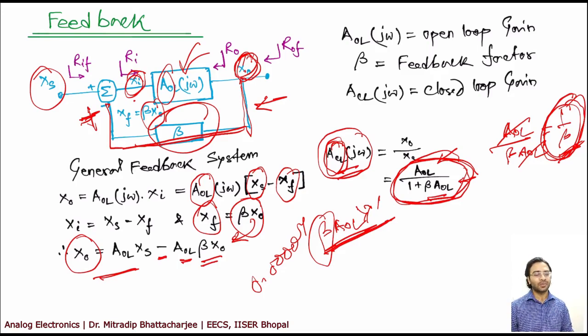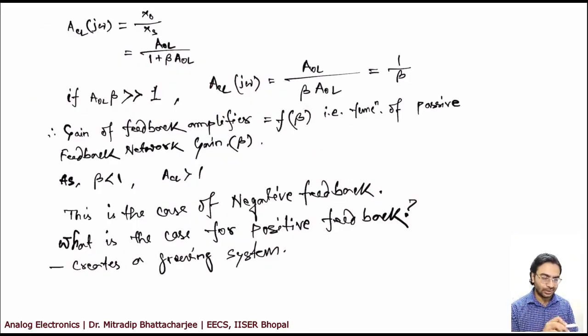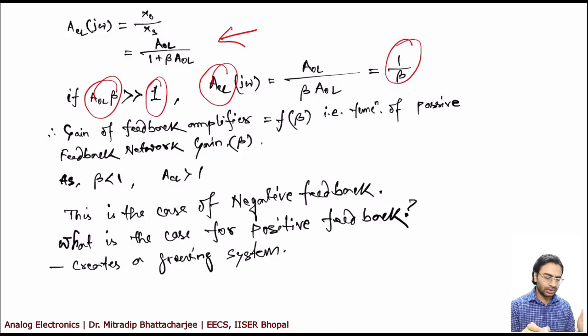From this discussion what we understood is that negative feedback can be used to make the gain more or less constant, and the gain becomes less sensitive to external parameters like temperature. So this is what I have discussed over here. If A0L beta is much greater than 1, then ACL becomes 1 by beta. This discussion I have already done, whatever is written here.